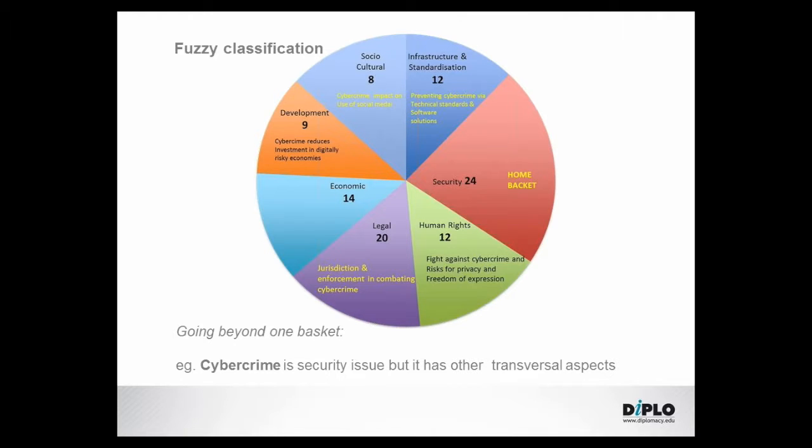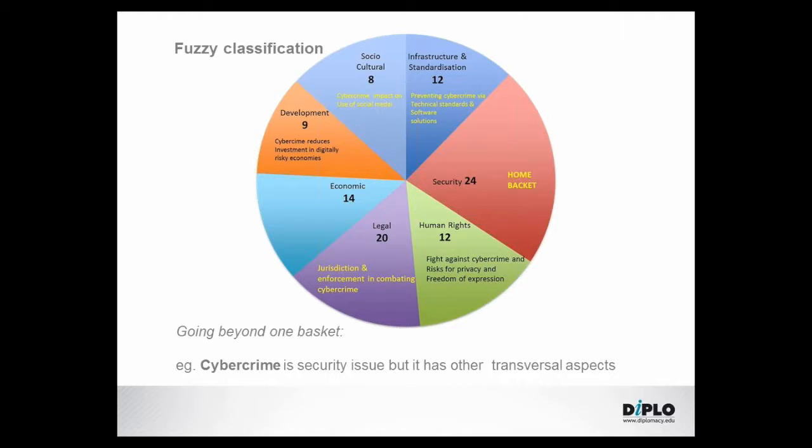To give an example of the complexity, and again why it is not easy to call this a taxonomy, we took cybercrime as an example. You can, in a way, try to classify cybercrime within one of the baskets: development, economic, legal, human rights, security, infrastructure, social, cultural. But you will see that there are too many different aspects of cybercrime, each of them going into different baskets. So it's not so easy to say cybercrime is actually within the cybersecurity basket or group, if you wish.